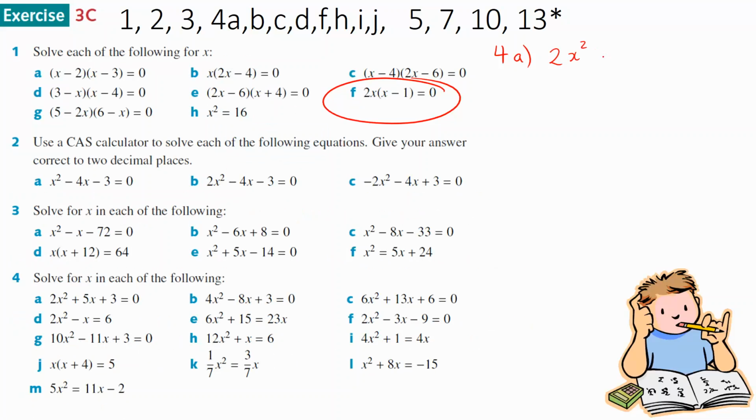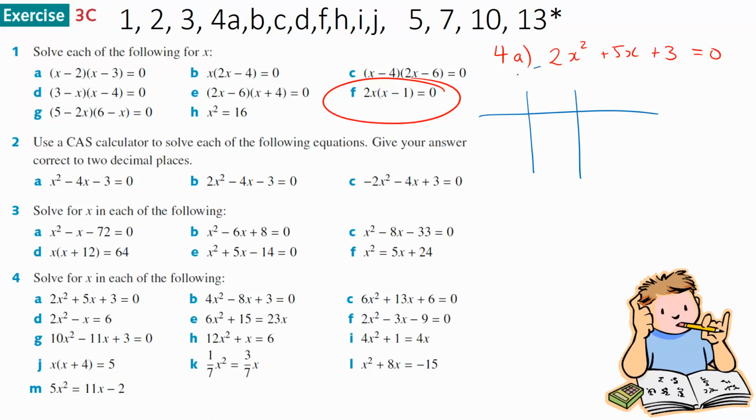2x squared plus 5x plus 3 equals 0. Now, how I taught you in class last session was I taught you to draw a grid. You don't have to draw a grid, you can try to figure this one out, but I'm just showing you how you would figure it out if you're not good at factorizing yet. So let's break this apart.